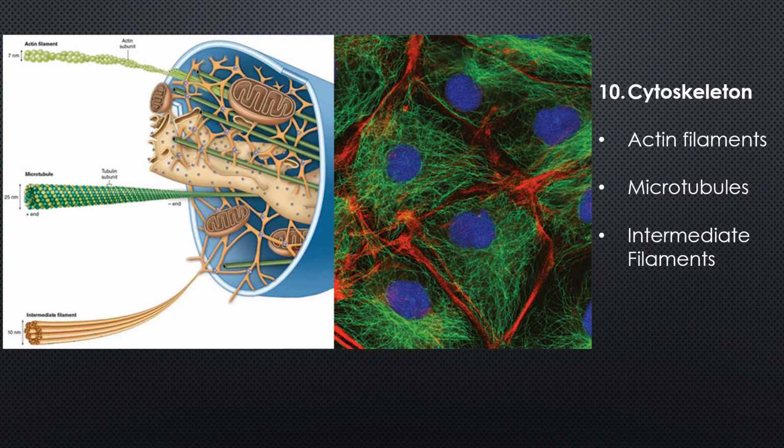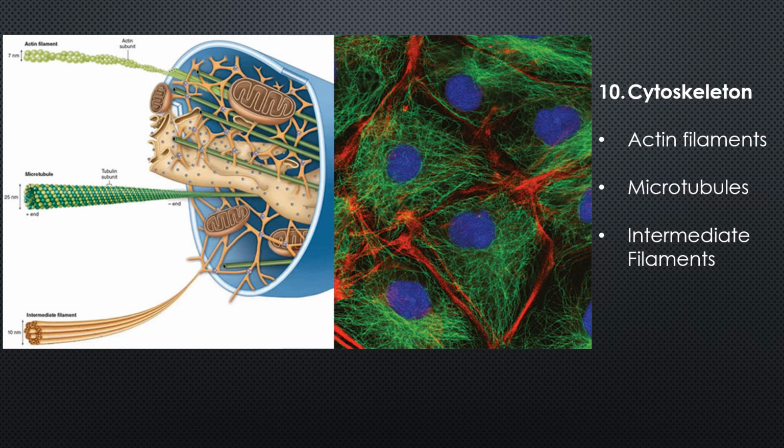And then the intermediate filaments, these are slightly thicker, and they're really named because they are in between the sizes of the actin and the microtubules. And again, they provide a network of support. And then for our microtubules, these are even larger. And microtubules, again, provide support.